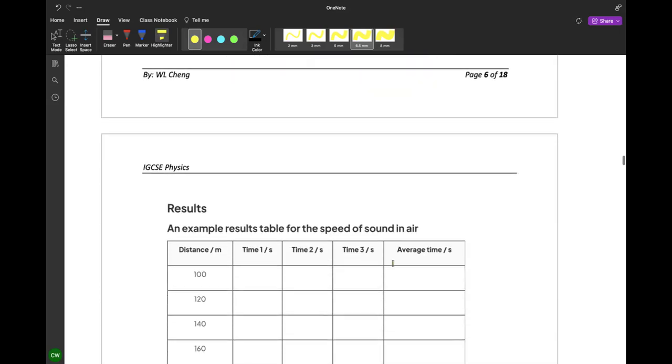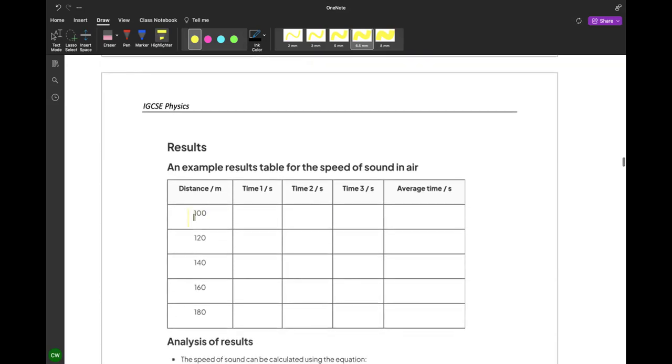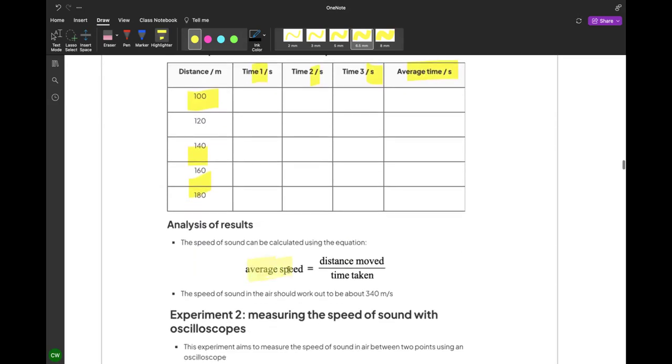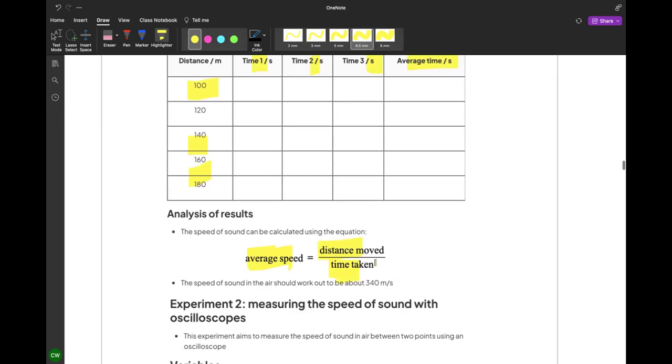Then measure the time. Of course, longer distance, longer time. Then take three times, take the average. Then after that, use a formula, distance over time, to measure the speed.